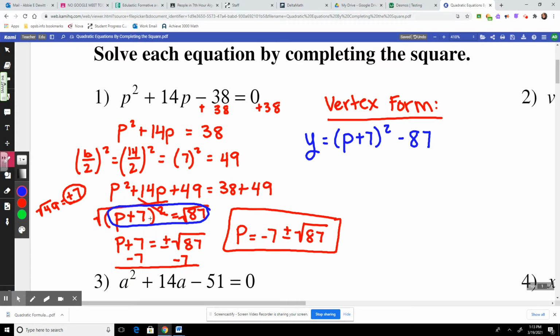You subtract 87 from both sides. So y equals p plus 7 squared minus 87. That is the vertex form. I should have written vertex form in blue. Vertex form. There we go.